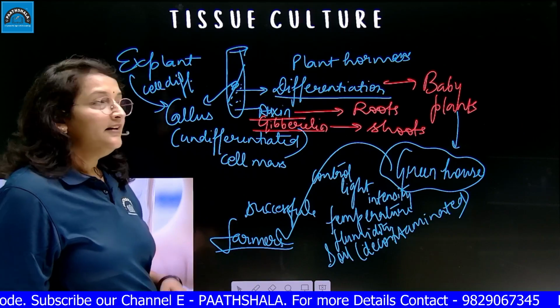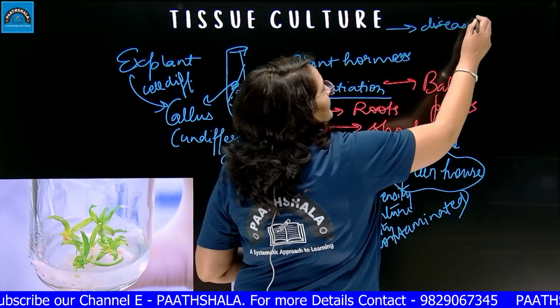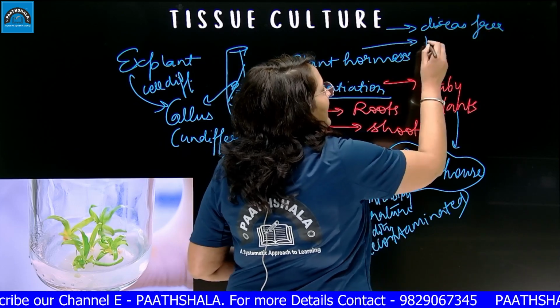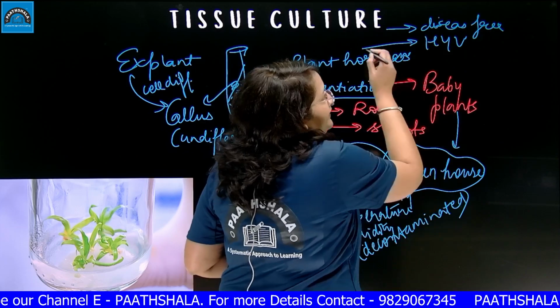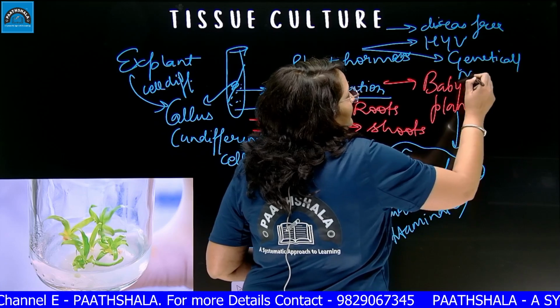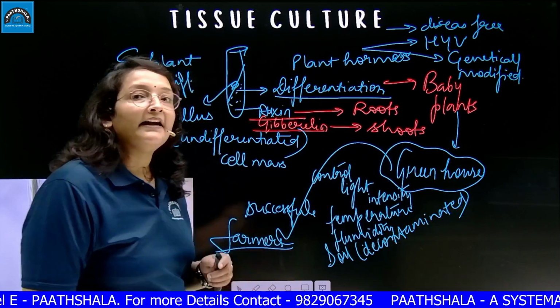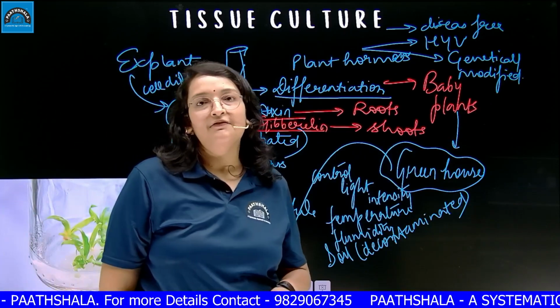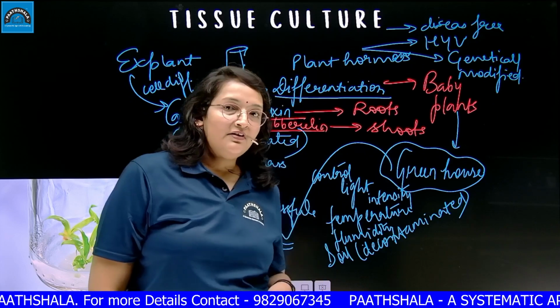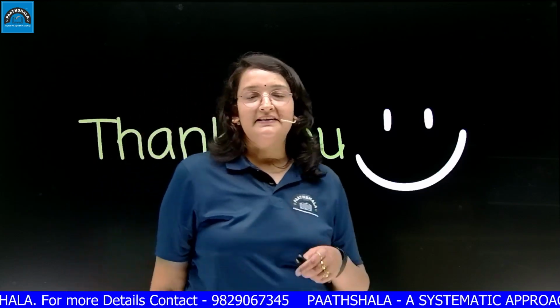Why is it done? We are developing disease free plants. We are developing high yielding varieties. We are developing genetically modified plants with the help of tissue culture. It is again an artificial method of vegetative propagation. So this is all about the different modes of asexual reproduction in unicellular organisms and in higher organisms.